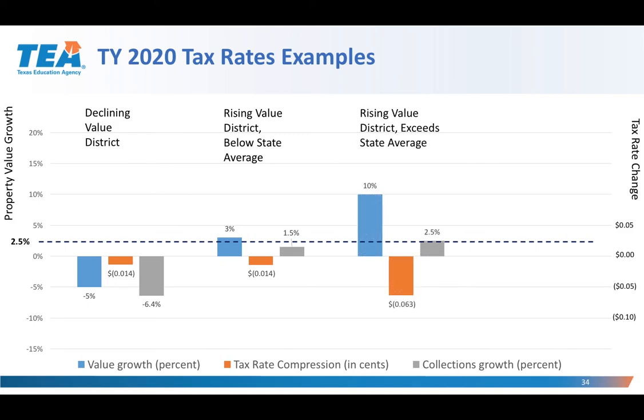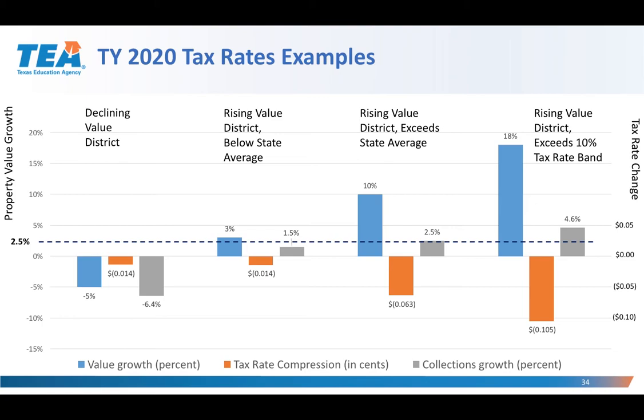A rising value district that exceeds the state average: this district has a 10% property value growth. They get 6.3 pennies of tax reduction, and it limits their local collections growth to 2.5%. And then finally, a very rapidly rising value district which exceeds the 10% tax rate band. They're limited at 10.5 pennies of property tax compression, and their collections go up by 4.6%.